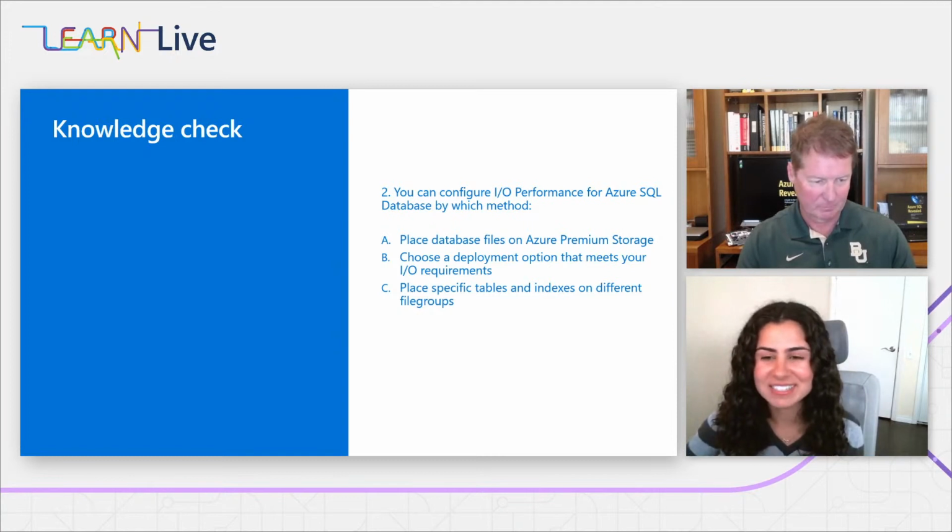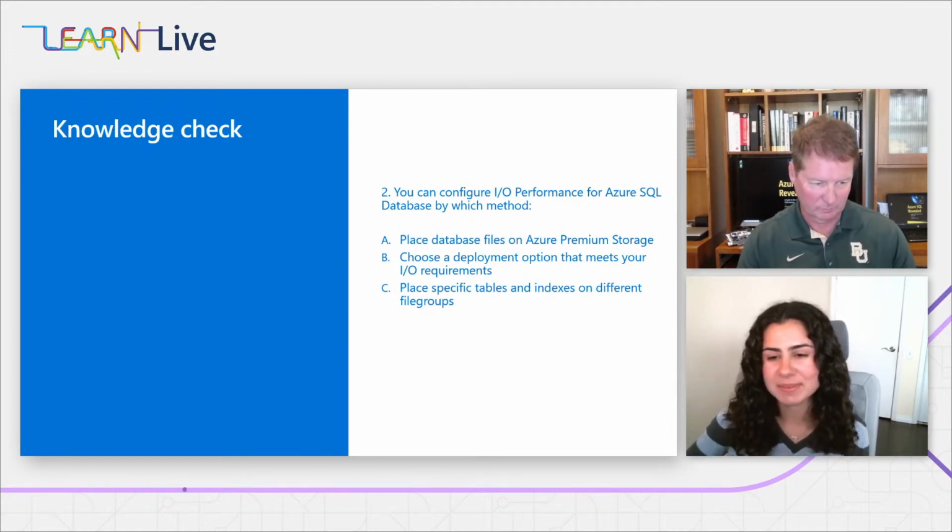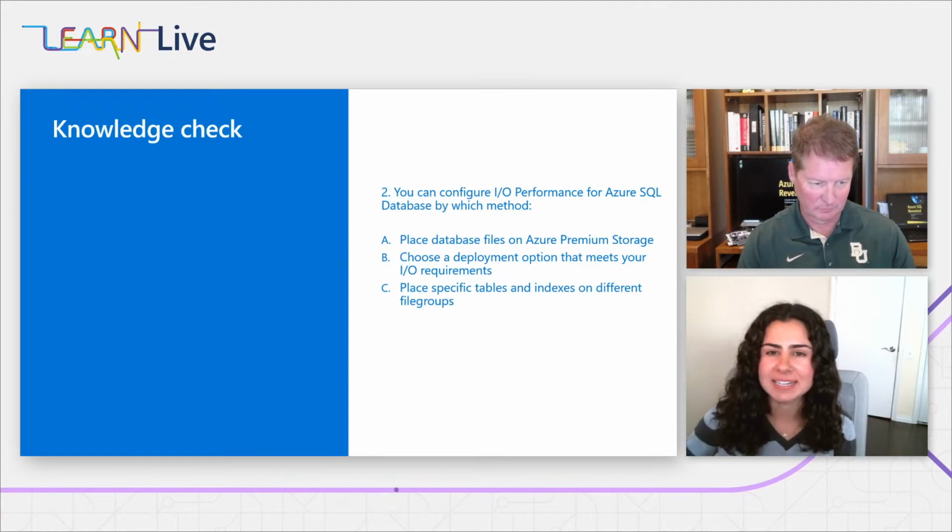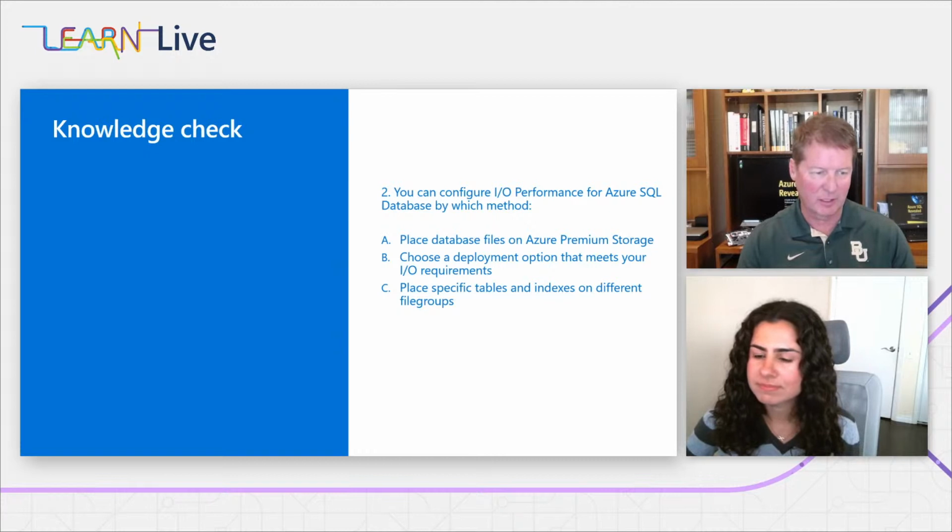Okay, so we've gotten some answers in, a few answers. Seems like people are between B and C right now. B and C. Okay, that's what they're saying.